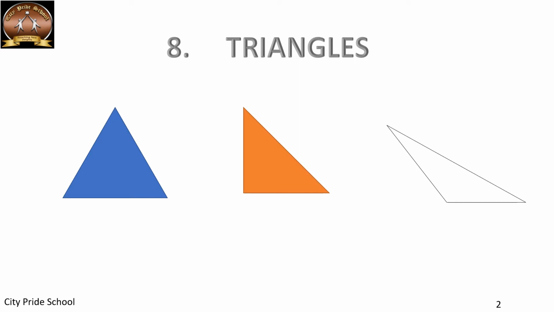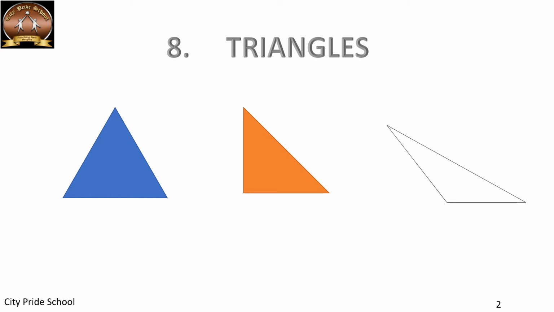First one is acute angle triangle, second one is right angle triangle, and third one is obtuse angle triangle. So first one is acute angle triangle. Why is it said to be acute angle triangle? Because each and every angle of this triangle is less than 90 degrees. That's why it is said to be an acute angle triangle.